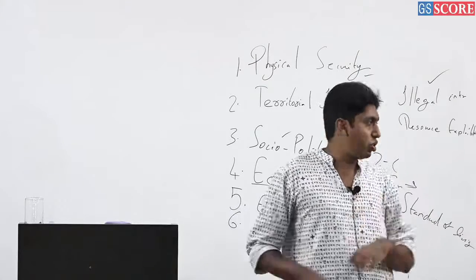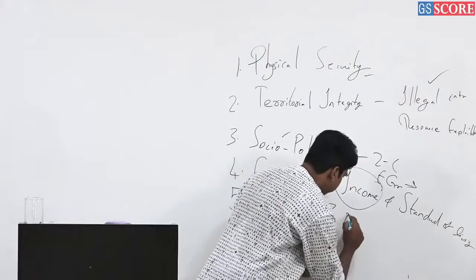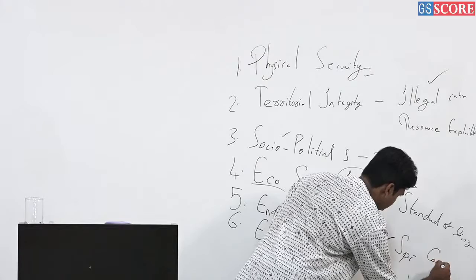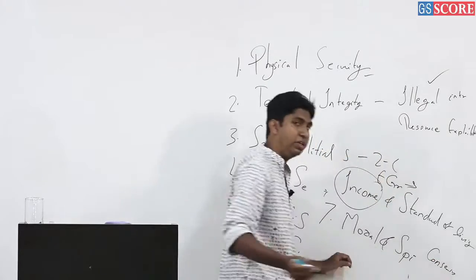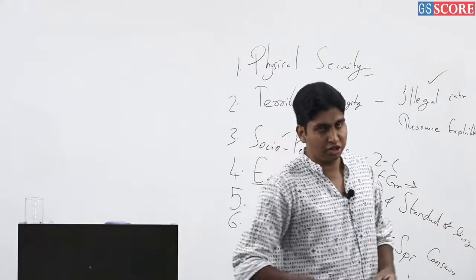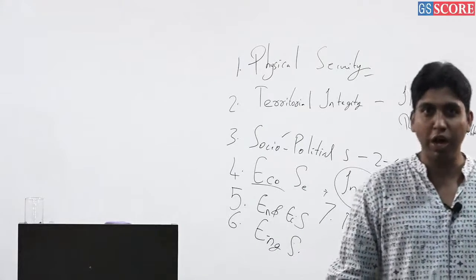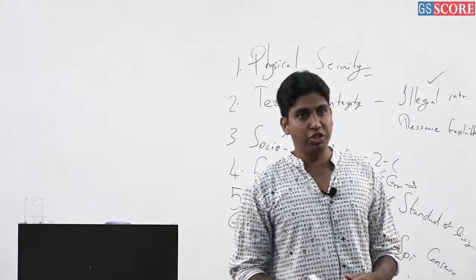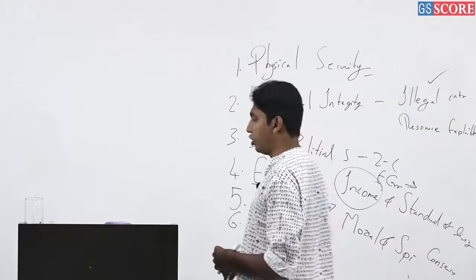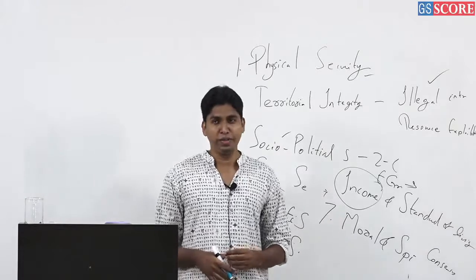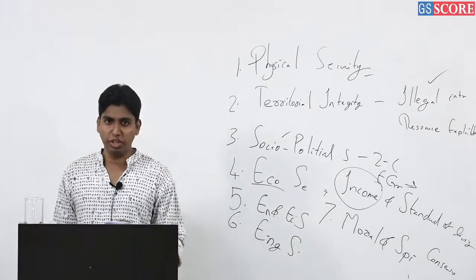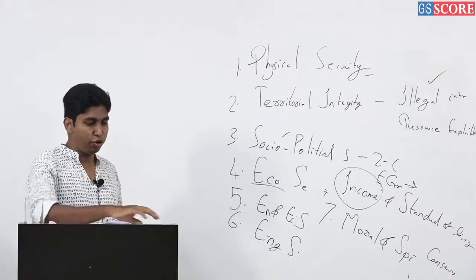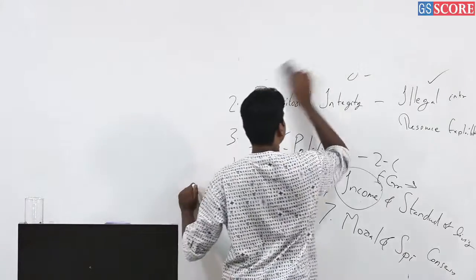So moral and spiritual consensus means that the people should have a national vision and also a national goal. Then we can keep our country safe, with internal security in safe hands. Next, we are moving on to another important aspect.